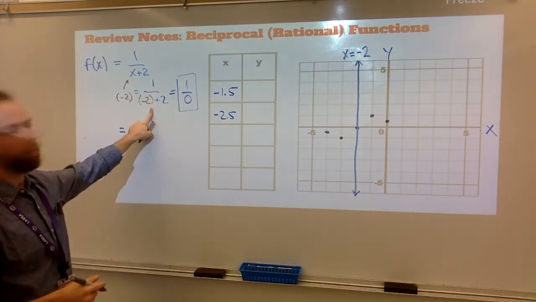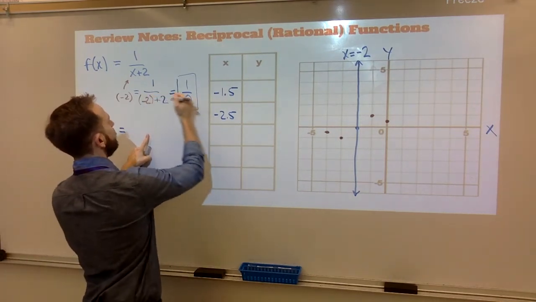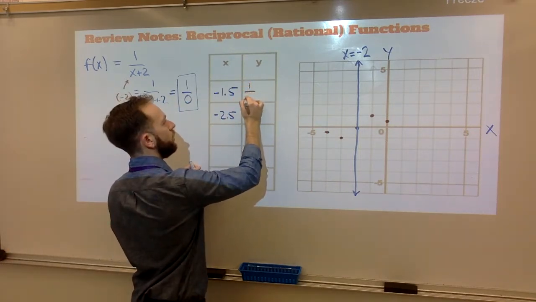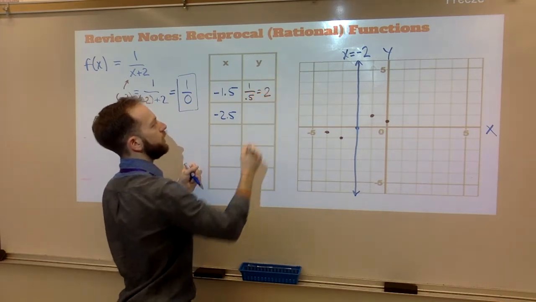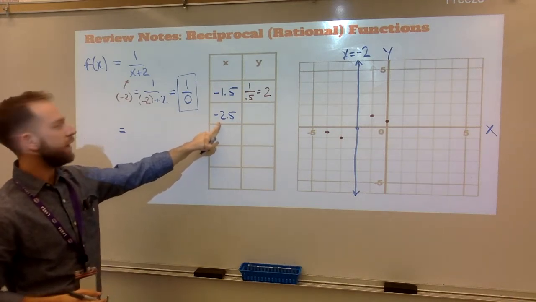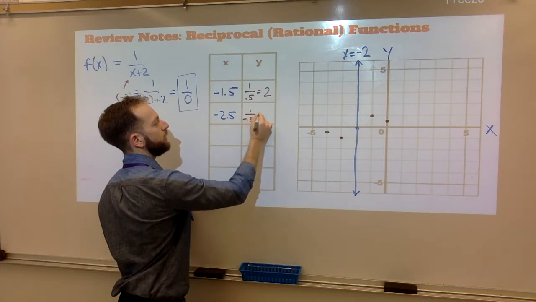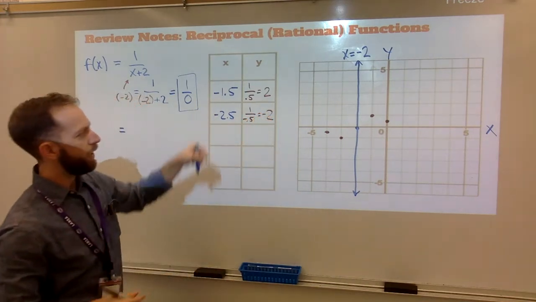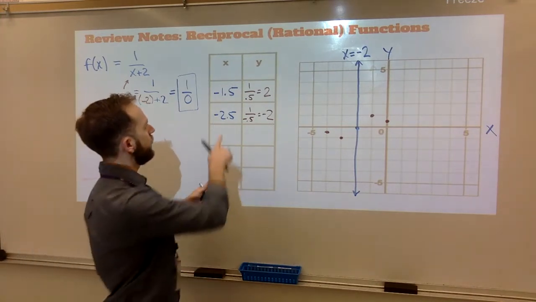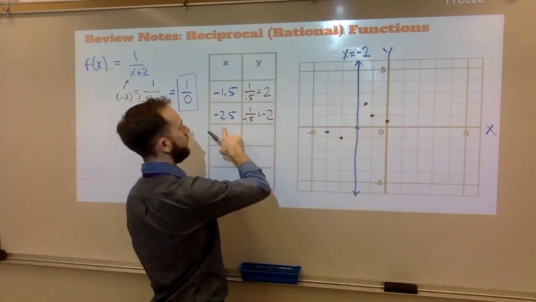Well, when we plug in negative 1.5, we're going to get a 0.5 here. So that's the same as 1 over 0.5, which is actually equal to 2, because 2 halves go into a whole. And similarly, when we plug in negative 2.5 plus 2, we'll get 1 over negative 0.5, which is negative 2. So let's plot these 2 points and we'll see exactly what happens as x approaches the asymptote. So negative 1.5, positive 2, and negative 2.5, negative 2.